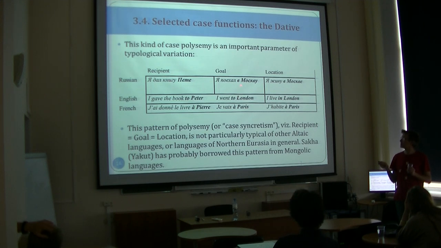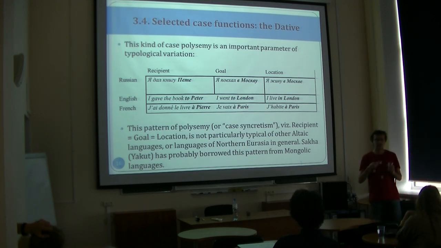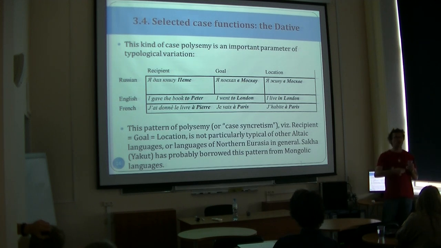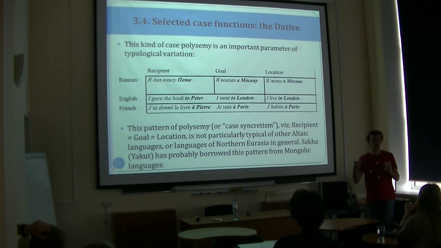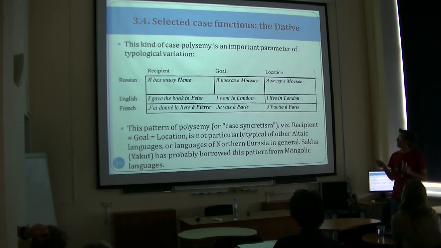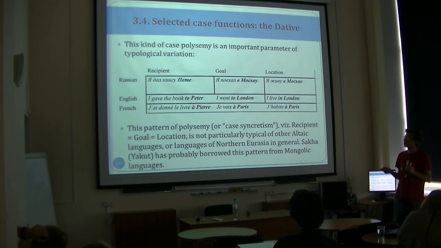So we have negation, like of Moscow. Okay, there is some similarity between goal and location, and it's systematic. So the prepositions are the same, but the difference between location and direction is expressed overtly by the choice of the case. But there is some similarity here in English. The grouping is different, so recipient and goal are identical, and location is different.